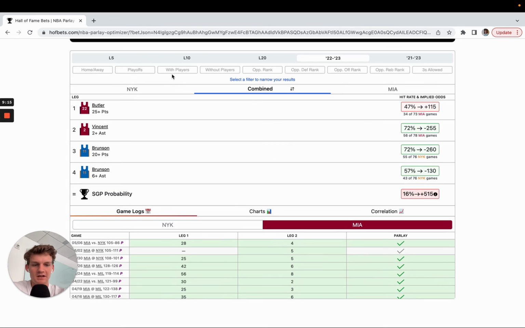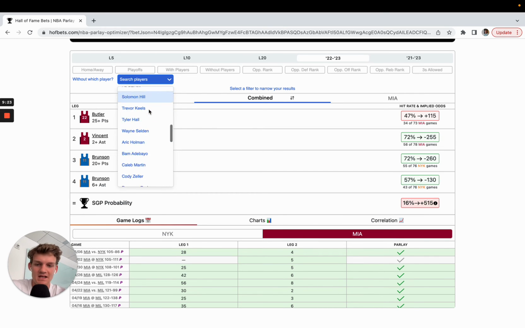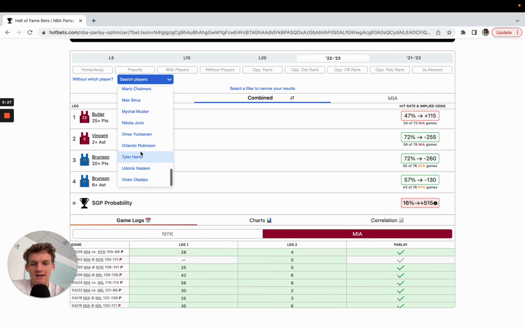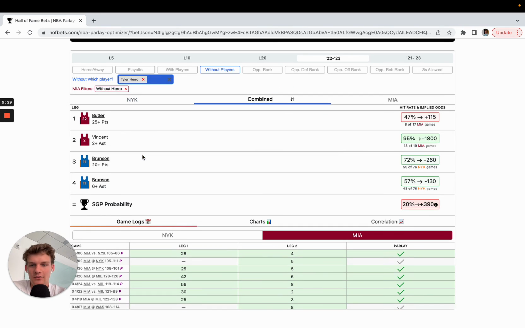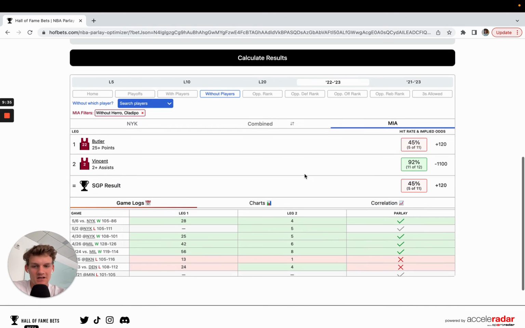The next filters we can go with are with players and without players. Obviously we know the Miami Heat are missing a ton of players right now. Well, maybe a few key players in Tyler Herro and Victor Oladipo. So let's look at how they do without those 2 players. We go over the Miami Heat legs, and we can see Gabe Vincent has actually done 92% of games, 11 of 12 games. He's had 2+ assists when those 2 players have been out.